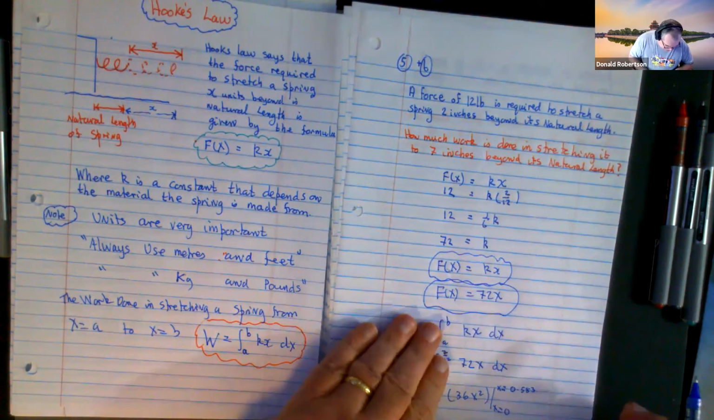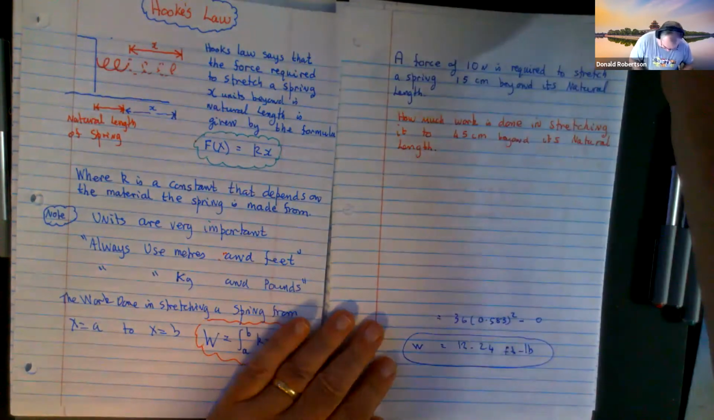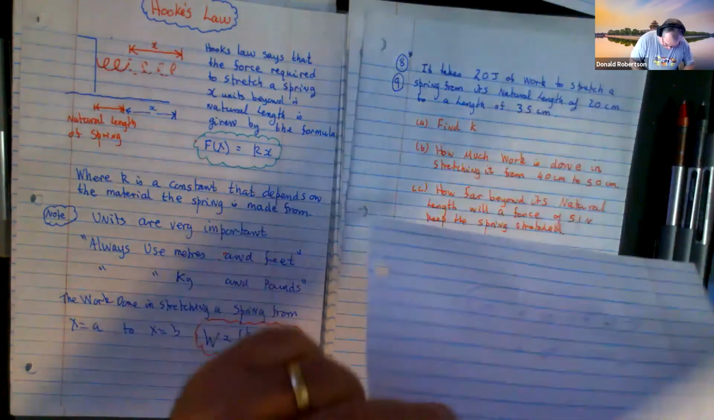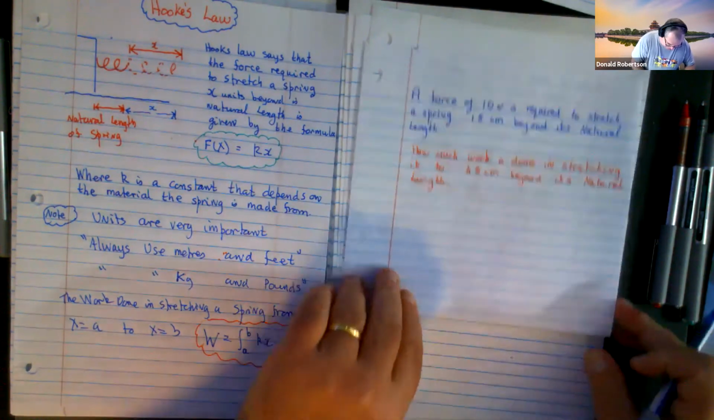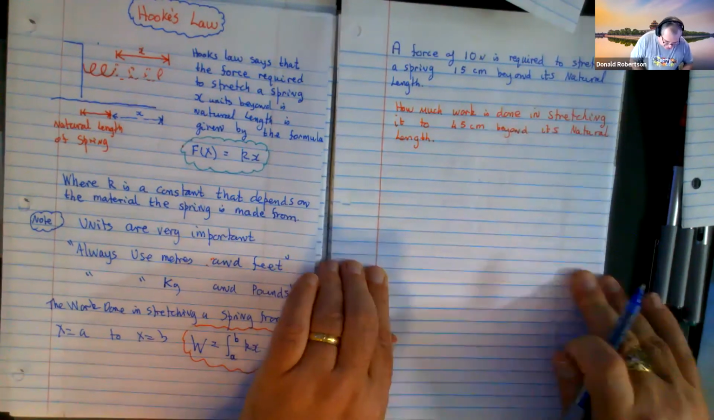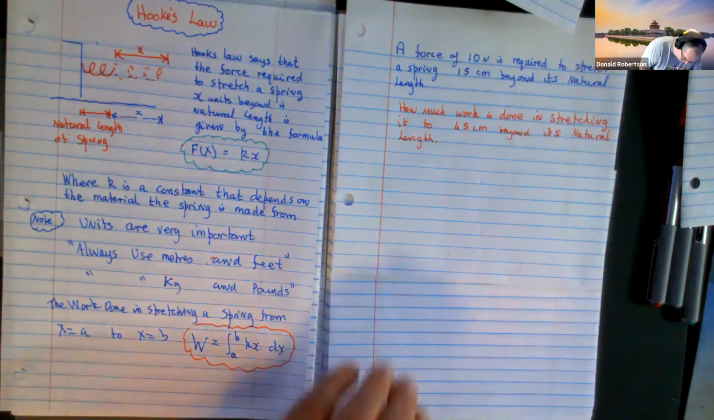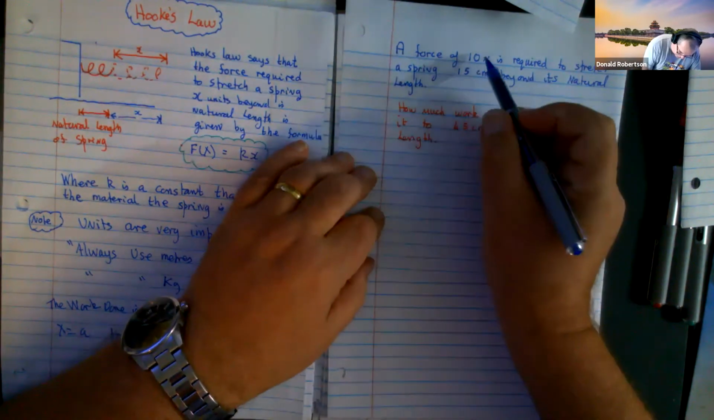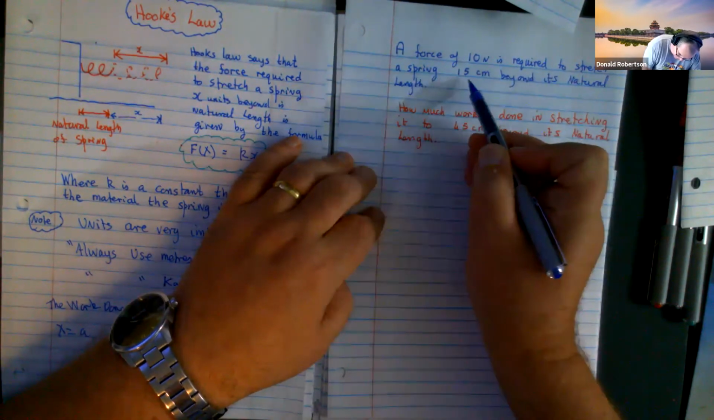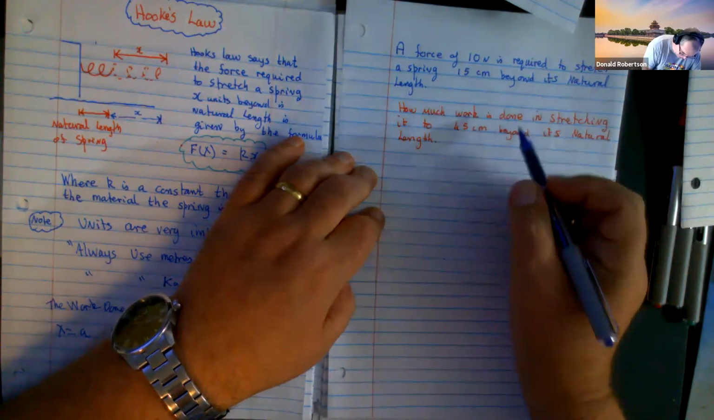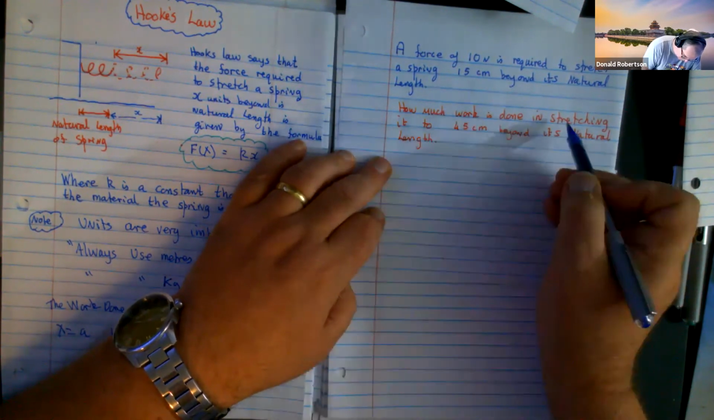Okay. Now, next one. Realize I wrote on that. It's essentially the same question. The only major difference is, have you noticed that I'm using metric? So it's newtons and centimeters, right? So here goes. A force of 10 newtons is required to stretch a spring 15 centimeters beyond its natural length. And then it goes on and asks us to find the work done.